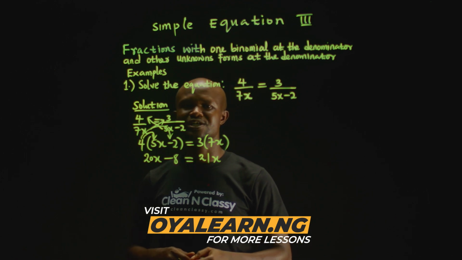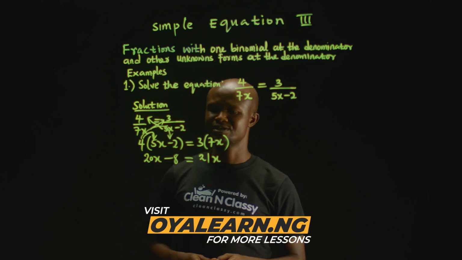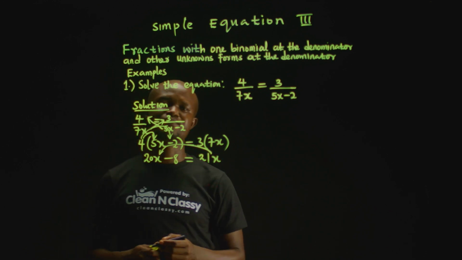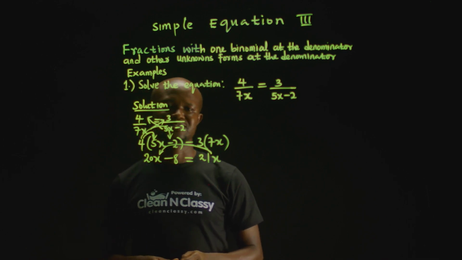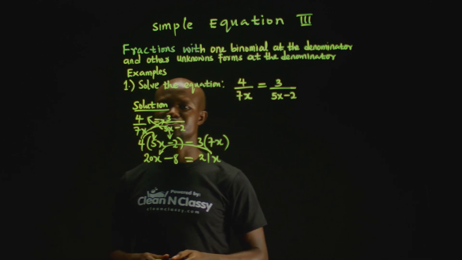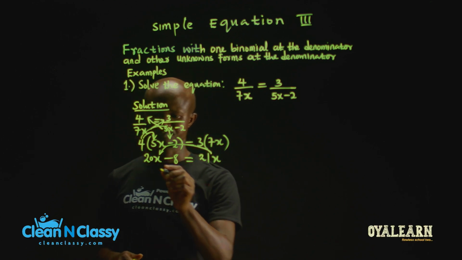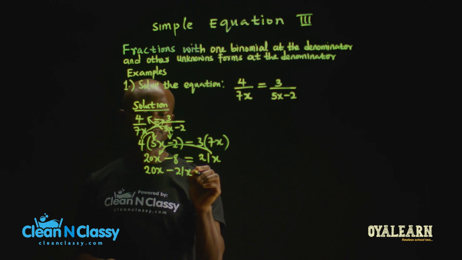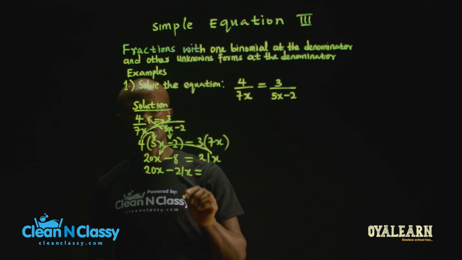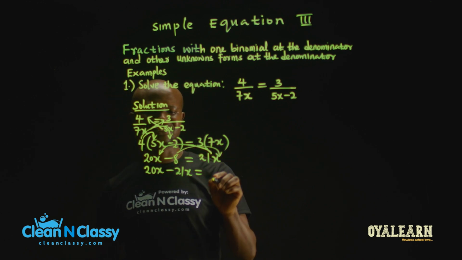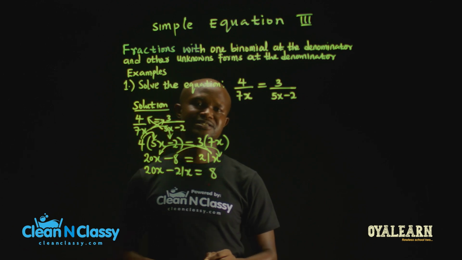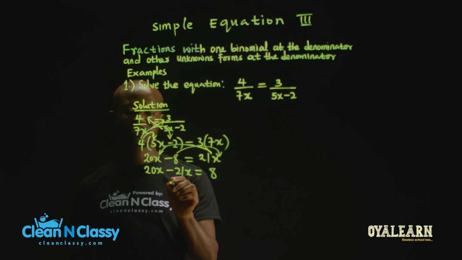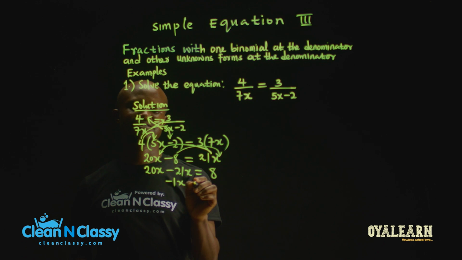Now the next thing for us to do is to collect the like terms. Collecting the like terms, 21x will move to the left to meet 20x. So 21x turns to minus 21x. So we have 20x minus 21x equals what? Now we can also move minus 8 to the right. It becomes plus 8, that is the positive 8. So 20x minus 21x will give us minus 1x.